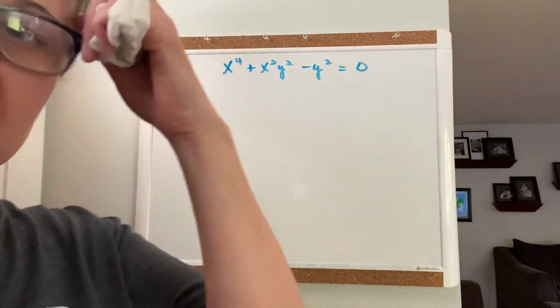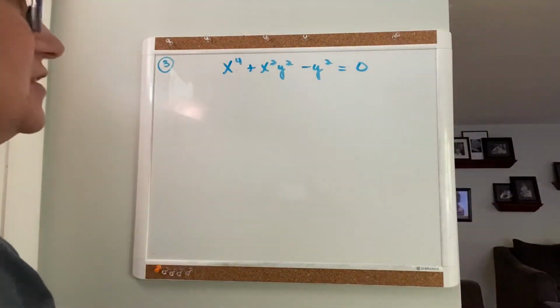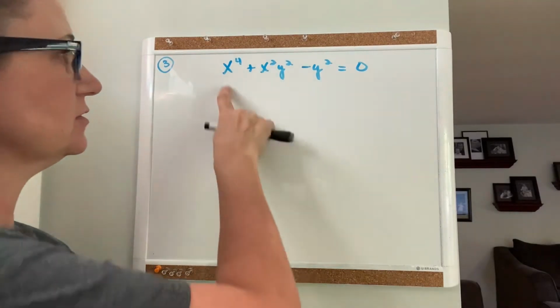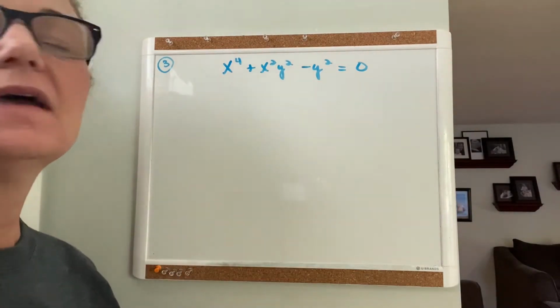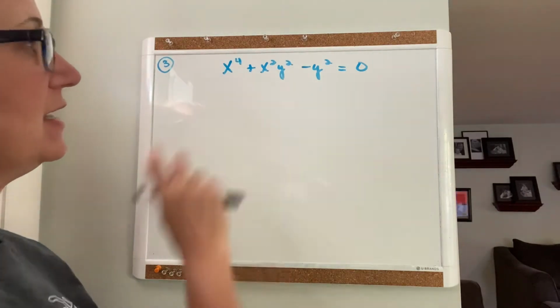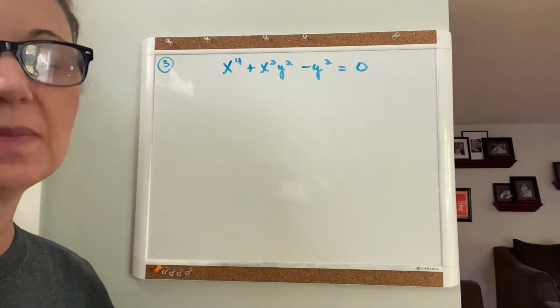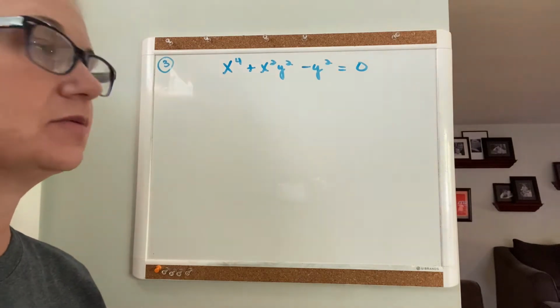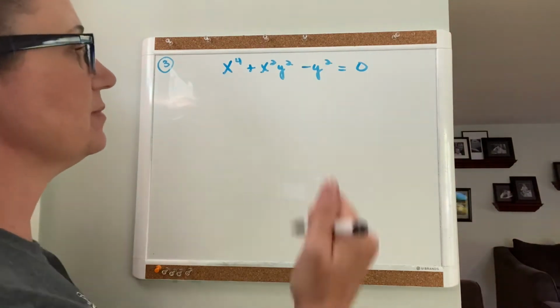Okay, here's your third example for implicit differentiation. We have 4 terms: 1, 2, 3, 4. However, this one is different because one of your terms, the x squared y squared, is now going to require you to go back and use product rule when you do the derivative.